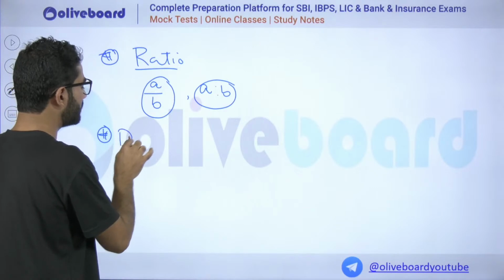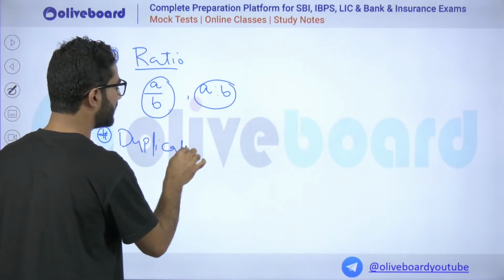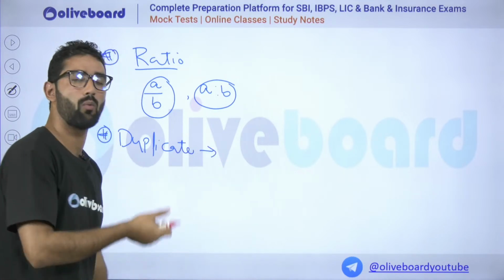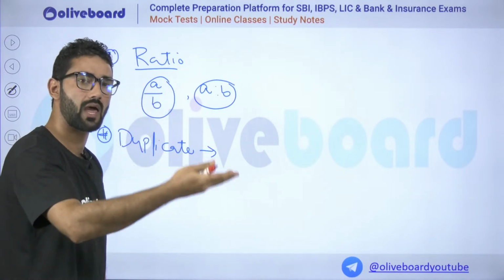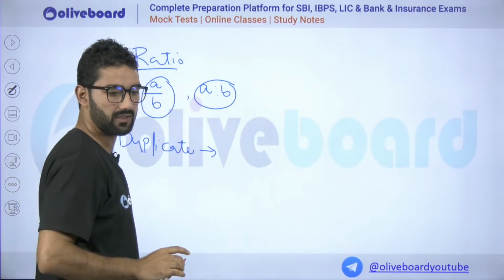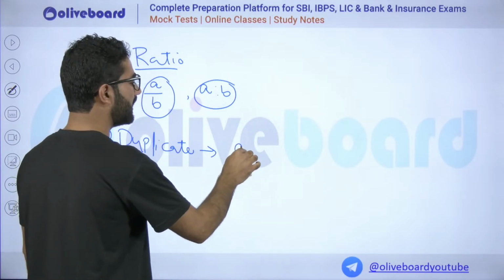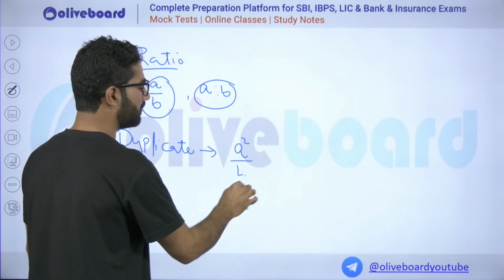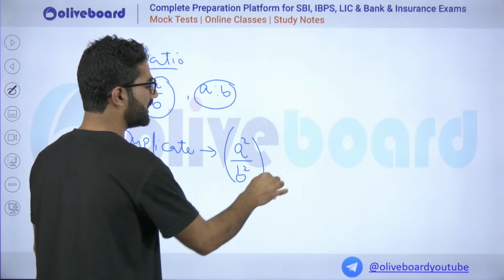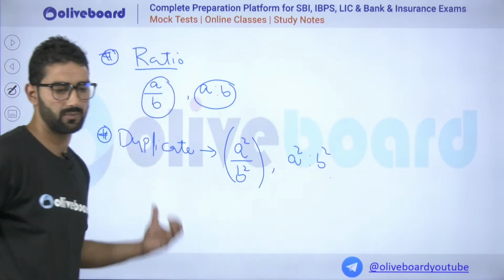One more thing that I want to tell you, that there are some terms most frequently used in exam. That is, if I use the term duplicate, what does that mean? This is nothing but your ratio, just carry it. That is, if I have a upon b, this is a ratio. If I ask you what could be the duplicate ratio, it is nothing but a square upon b square, or you can write it as a square is to b square. So this is the way how you can use a duplicate ratio.